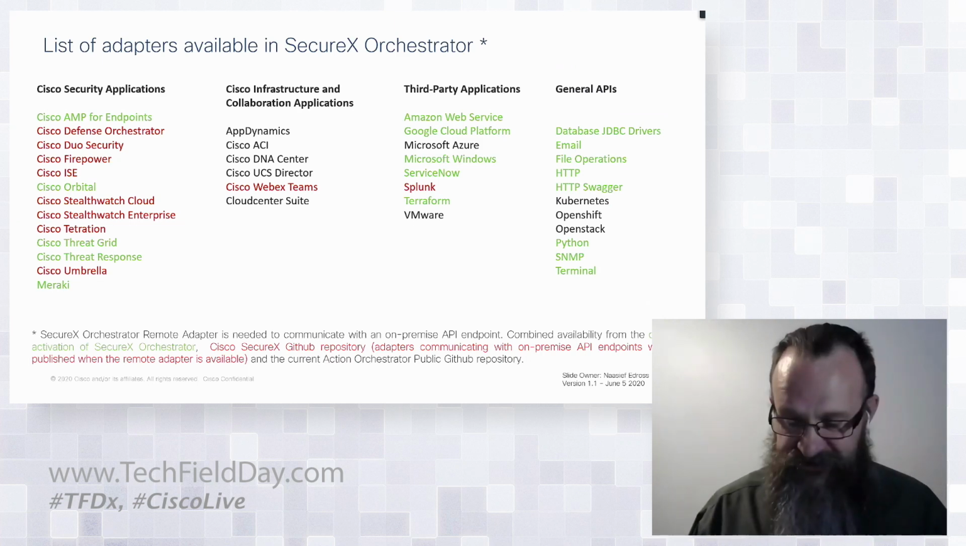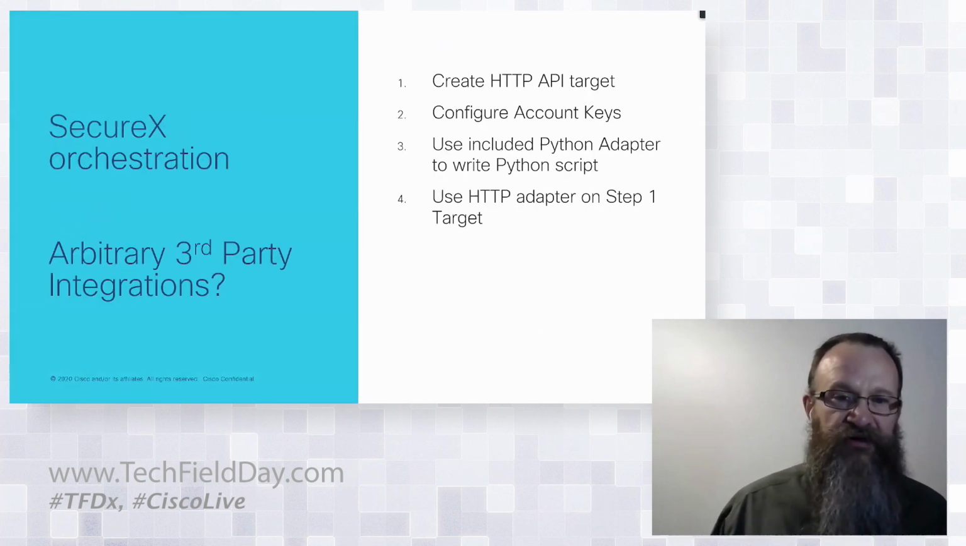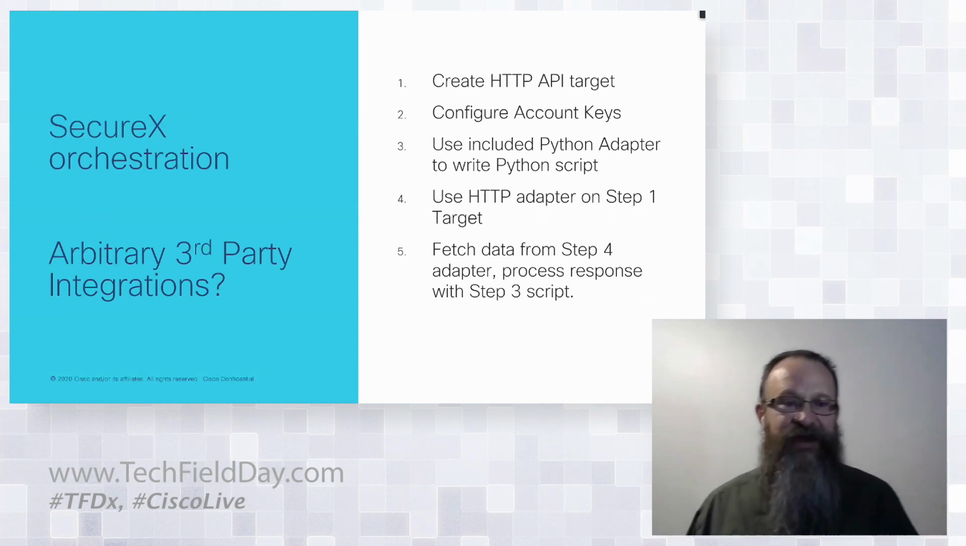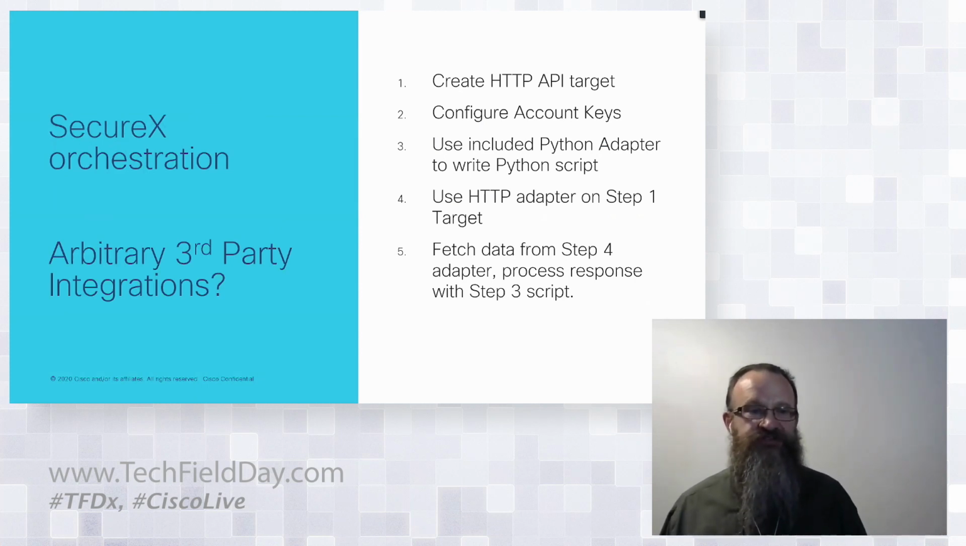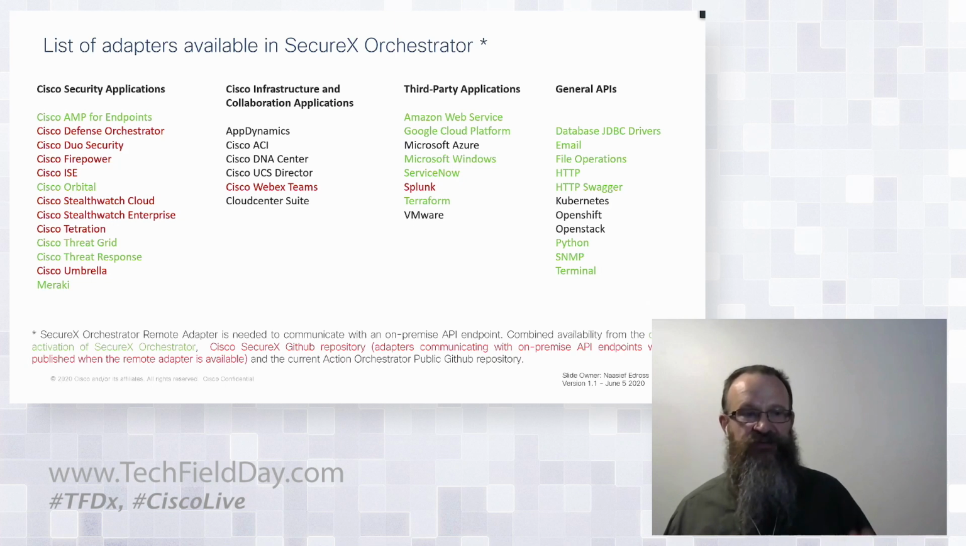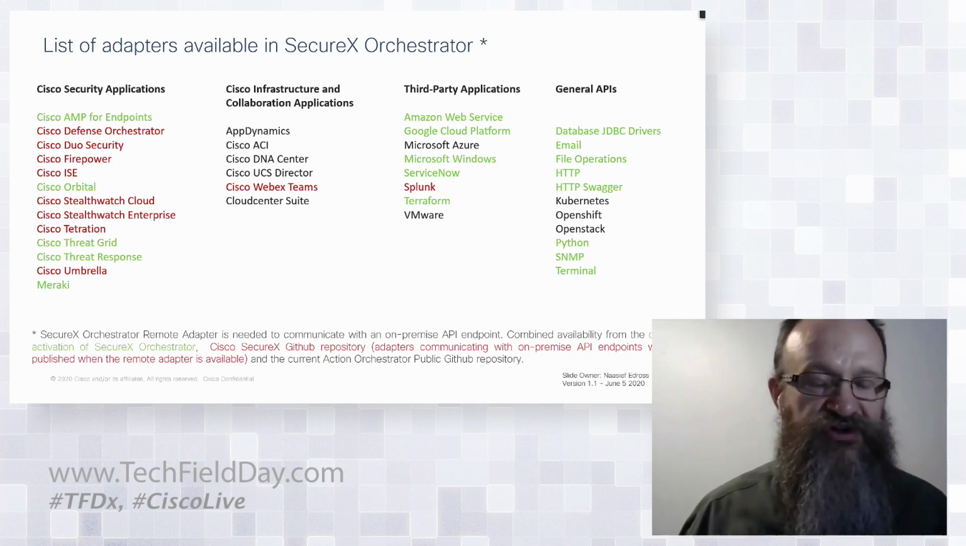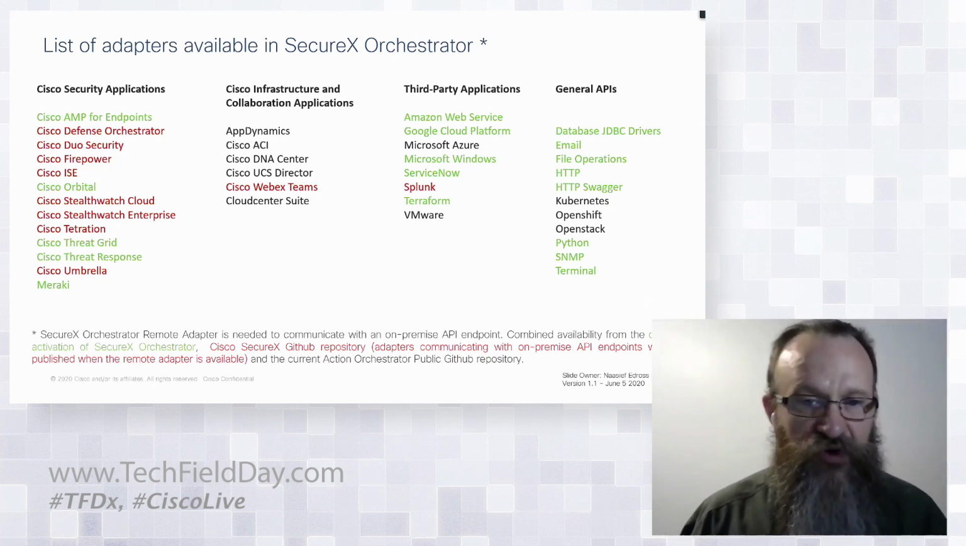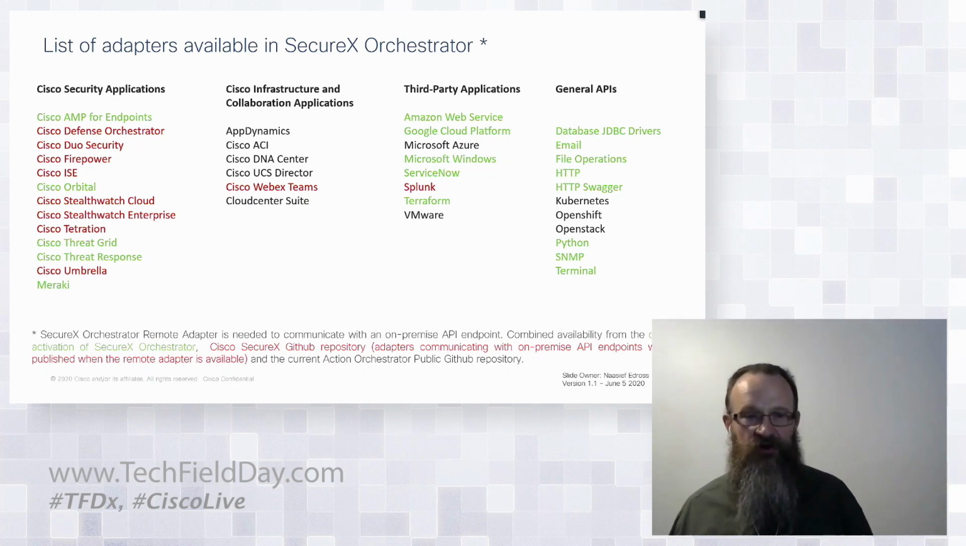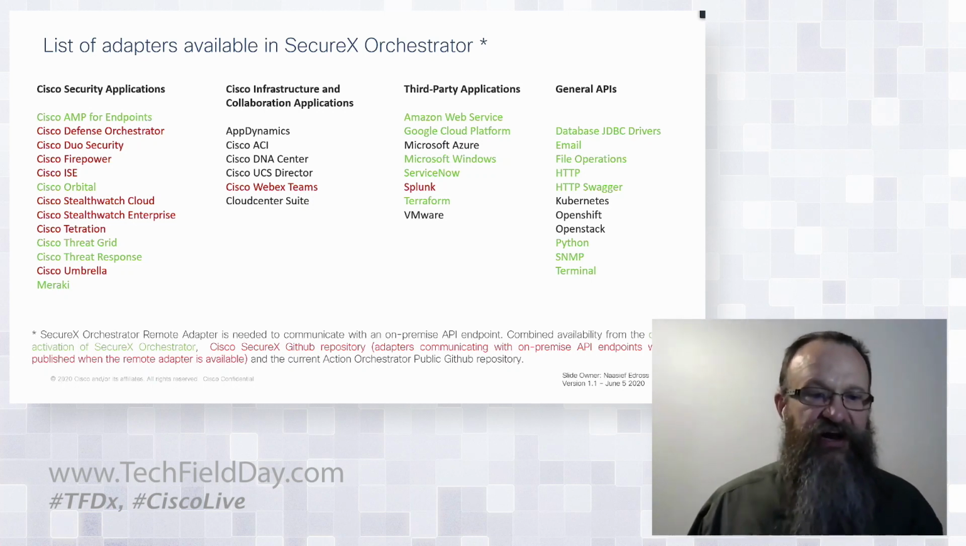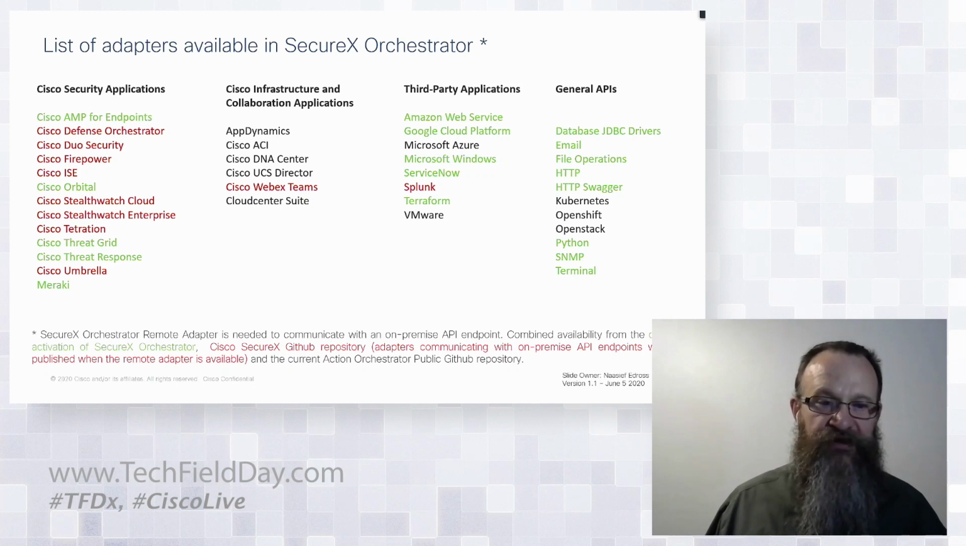But yes, the short answer is you can connect to additional web services, even if there isn't an adapter specifically for it already in orchestration. This is the list of adapters that will be available at launch. Now, they're color-coded because the colors mean slightly different things. Green means it's absolutely going to be there. Red means that it's going to require this relay module.